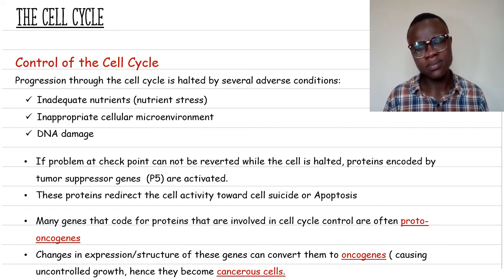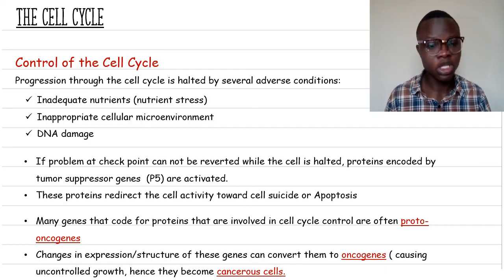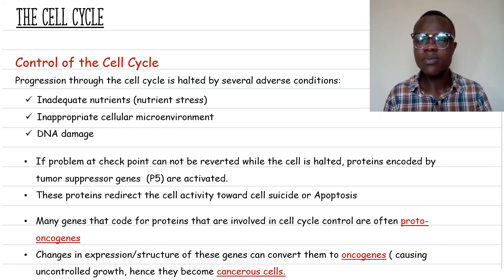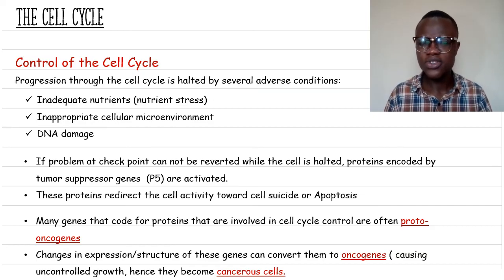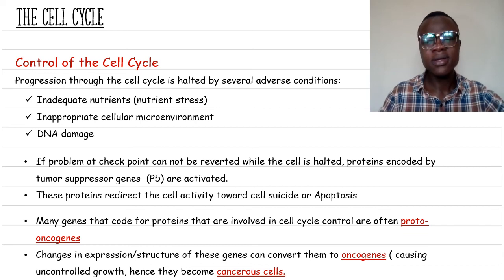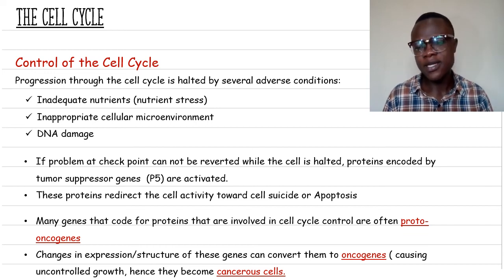There are many genes that code for proteins involved in cell cycle control. These genes are generally referred to as the proto-oncogenes. So when there is a mutation in the structure or expression of these genes, they get converted to oncogenes. And those oncogenes do not have the capacity to control the growth of the cell. As a result, the cells go on to divide uncontrollably and might lead to cancerous cells.